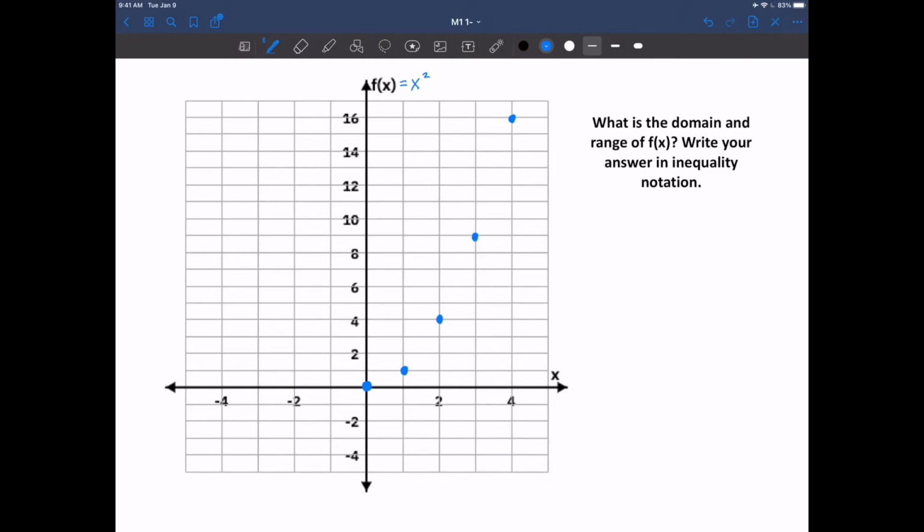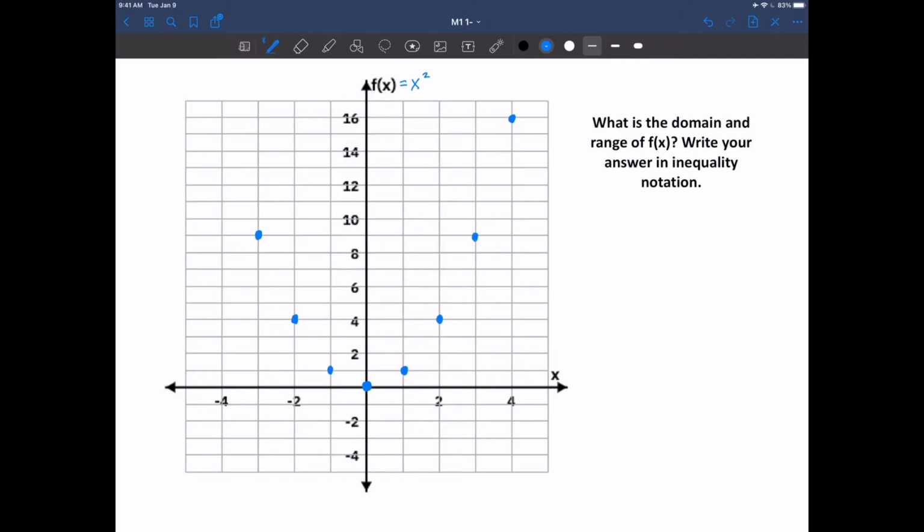But we also graph some of the negatives. So we got negative 1, 1. We have negative 2, 4. We have negative 3, 9. Okay, and then I asked you to find f of negative 4, f of negative 5, and f of negative 6. I think you're going to be able to plot f of negative 4, but do you see a pattern?